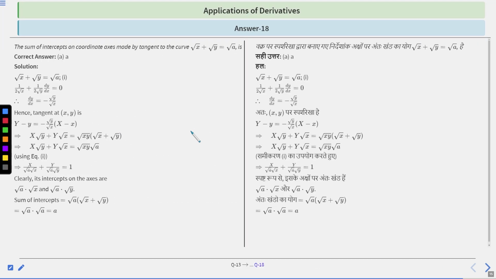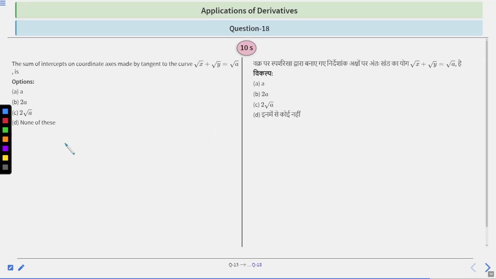So we have to calculate the sum of intercepts, right? So clearly here root a root x and root a root y are basically the intercepts, right? Therefore the sum of intercepts will be root a root x + root a root y. So let's take root a common. So the sum of intercepts is equal to root a into (root x + root y). Now see, root x + root y is basically root a. It is given in the question, clear? So let's put root x + root y equal to root a. Therefore we will get the sum of intercepts as root a into root a, which is equal to a, clear? So the answer should be a. Sum of intercepts is a, clear? Is it right? So I think option A is the right choice.